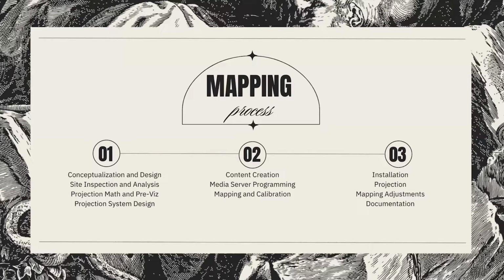And then step 2, you're going straight into content creation. So what are your needs for the project? Why are you making this project? How are you accomplishing that in all those formats? And you have your media server programming, which is how you're programming the actual software in the media server to projection map? And then you'll be mapping and calibrating beforehand, which goes hand in hand with previs.